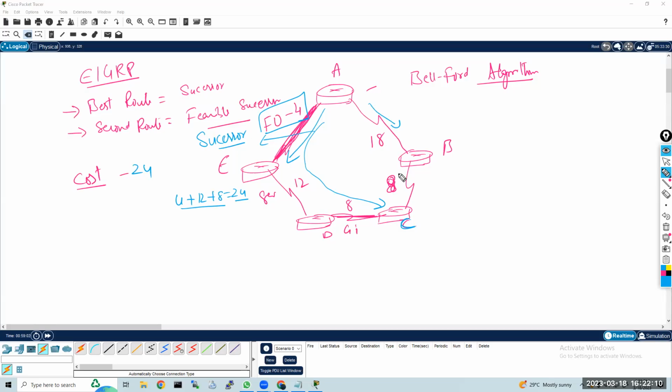Now to reach this way, 18 plus 8, how much here? 26. Now this route will become the successor route. Now this route will become your feasible successor.